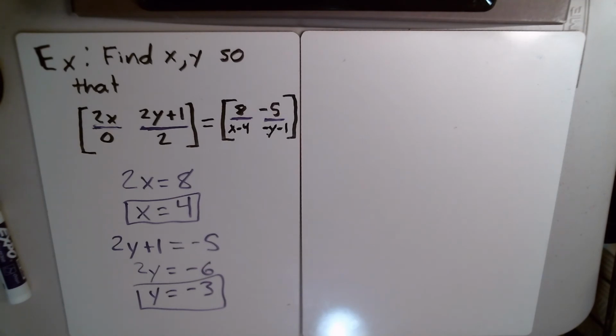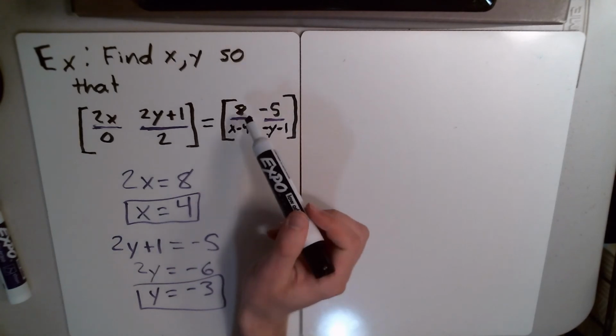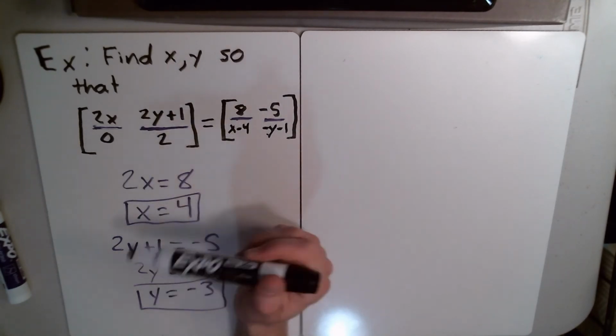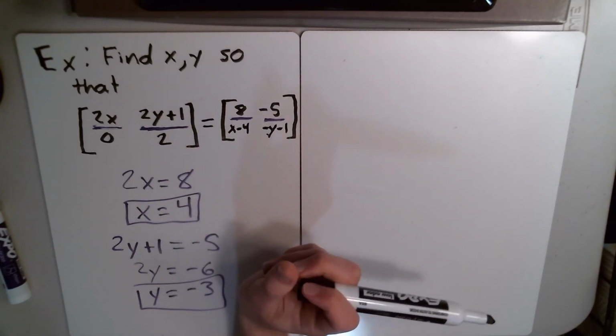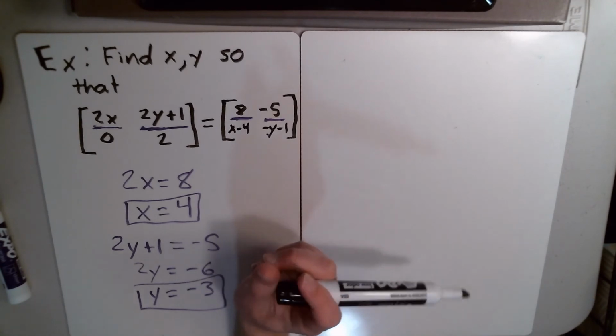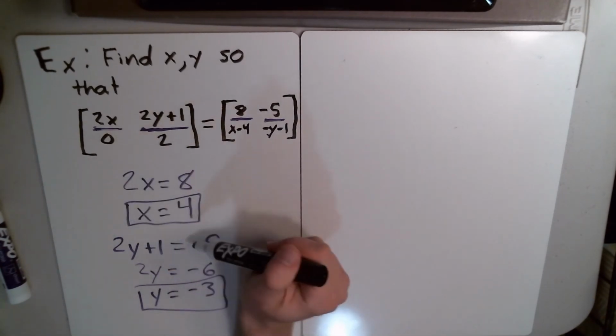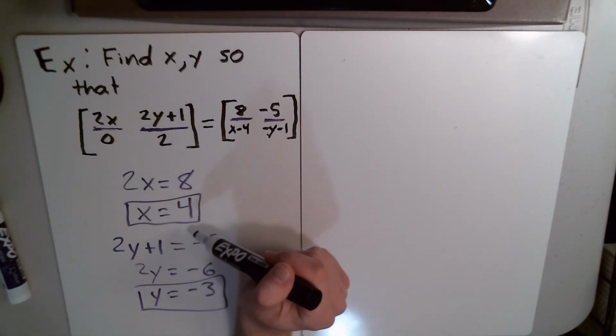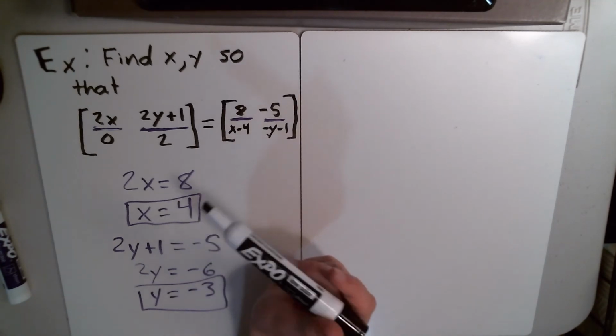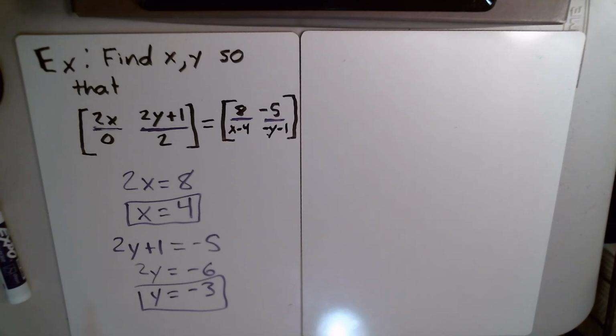Okay, if you just set up maybe 2 of the entries here and solve for x and y, and you get something that doesn't work on the other entries, you probably made a mistake setting up and solving this. Okay, so hopefully that's helpful. There's a problem on the homework like this.